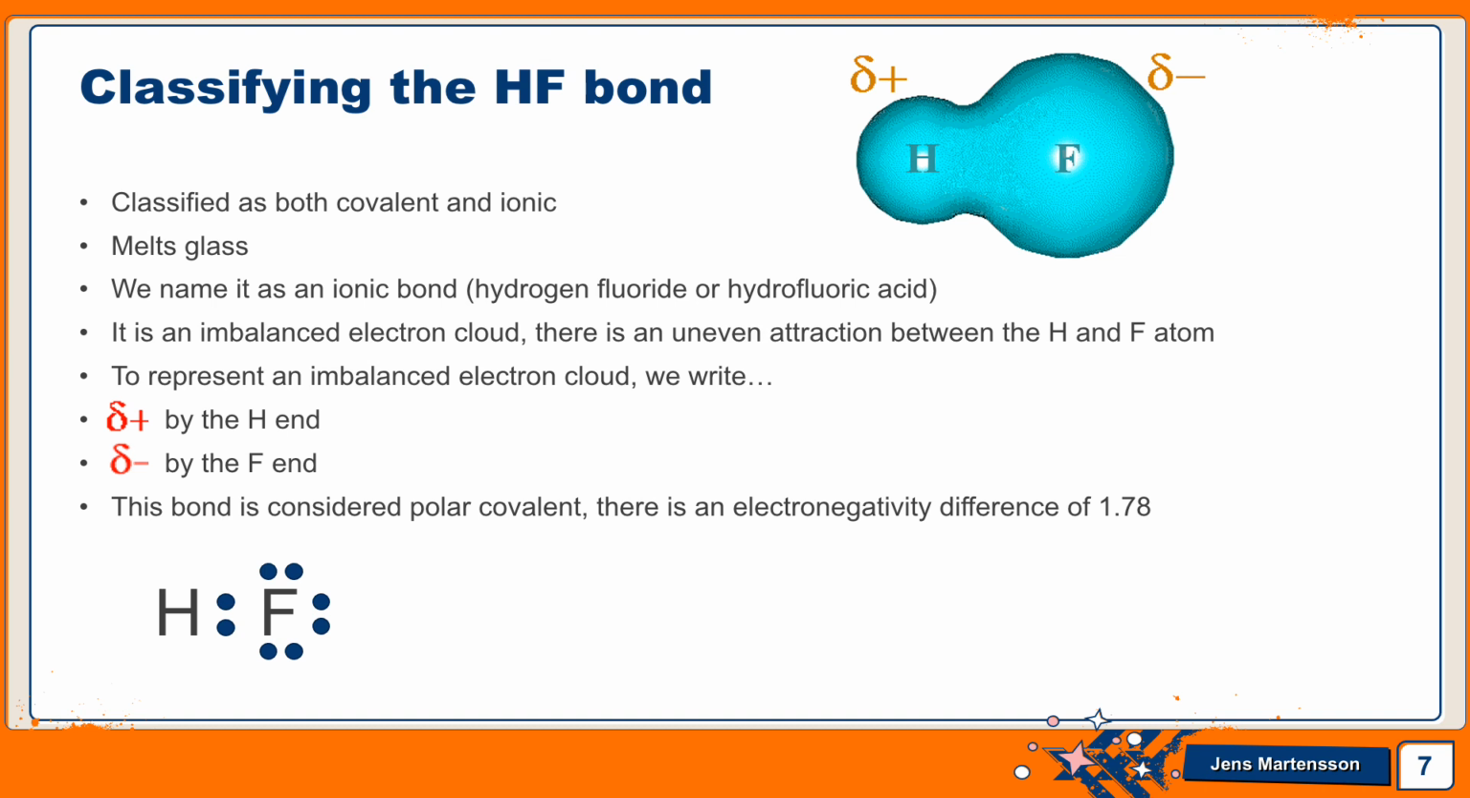So in the end, this bond is considered polar covalent. The electronegativity difference is 1.78, so that's what that would mean. And what a polar covalent bond is, is when there are partially ionic and partially covalent characteristics within the bond, which we are seeing here with the sharing of the electrons between hydrogen and fluorine.